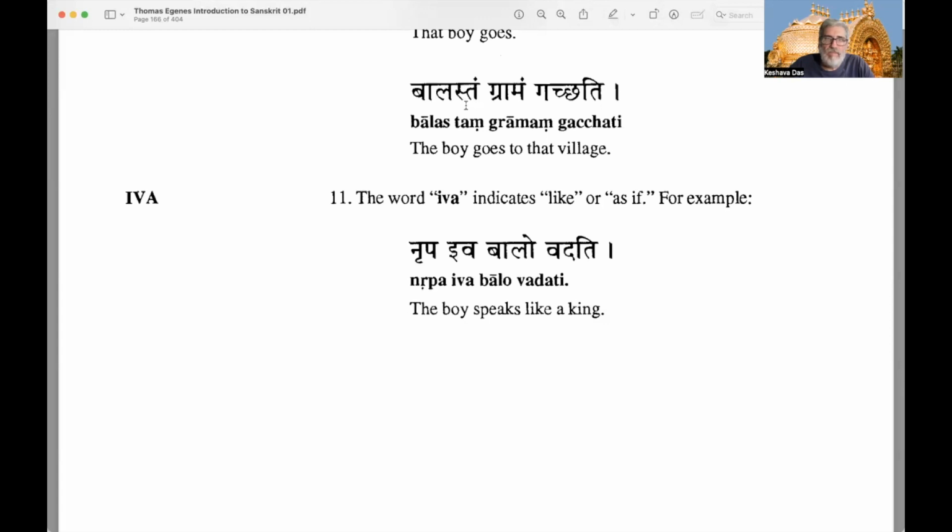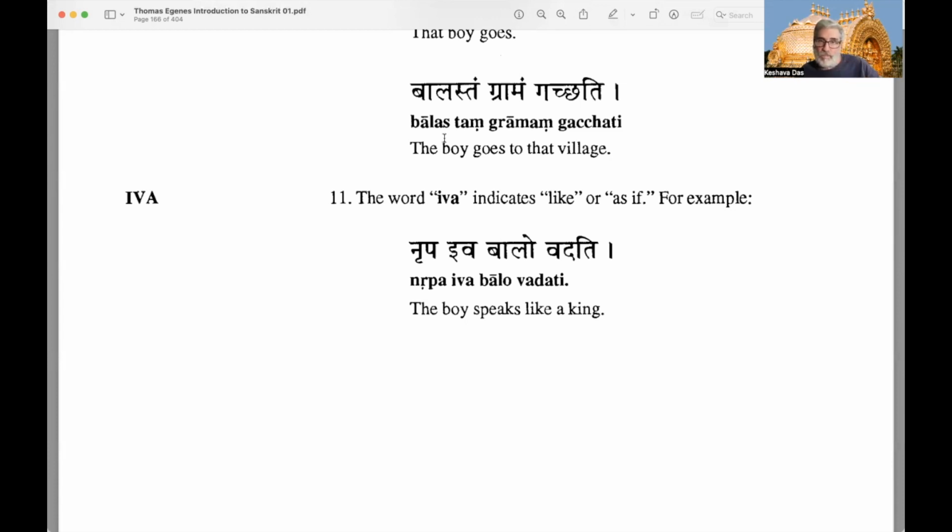Tam gramam. Balas tam is actually balaha tam, right? The visarga has turned into an S. So now we know that gachati means third person singular of the verb, active, of the verb to go. He goes. We're looking for nominatives. Balaha is a nominative. The boy goes, right? Tam is what?